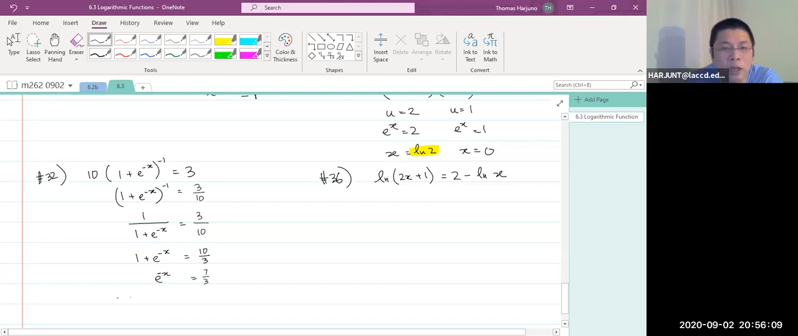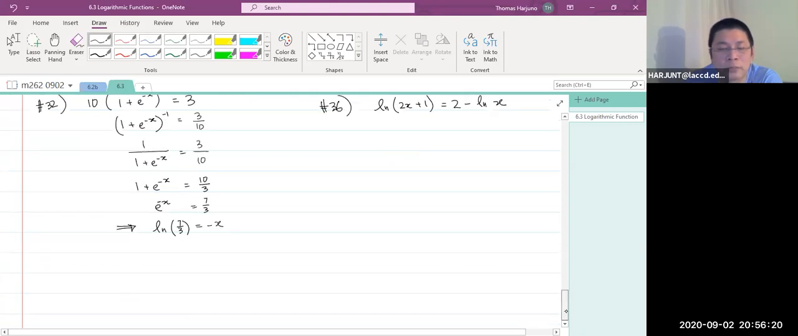Now I apply log form. So natural log of 7/3 is negative x. So x equals negative natural log of 7/3, which I can also say is actually natural log of 3/7.